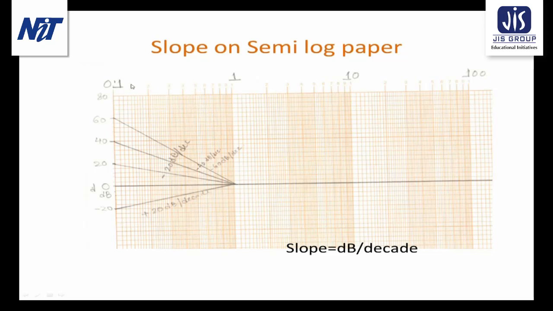This represents actually 0.5, because if it is 0.1, then this 2 is 0.2, this 3 is 0.3, this 4 is 0.4, and so on, and this is 0.9, then 1. So if you are starting from this 0.5 line, then you have to go one decade. That means this 0.5 will be multiplied by 10, so it becomes 5. So you have to go to the right-hand side from 0.5 to 5. That represents one decade. So in this way you can calculate the slope.